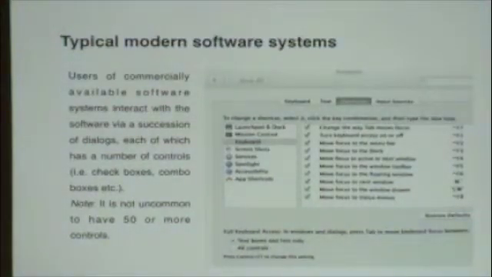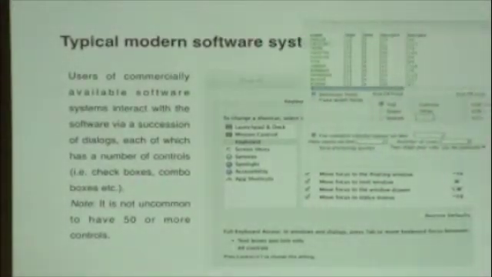So I'm making the argument here that users of modern software, whether it be browser-based software, Windows or the Mac, interact with the software through a succession of dialogues, where you have checkboxes and other GUI controls. Here's an example from preferences on the Mac, keyboard preferences. See all of those controls. You have to test this stuff. And it's not uncommon to have 50 or more controls.